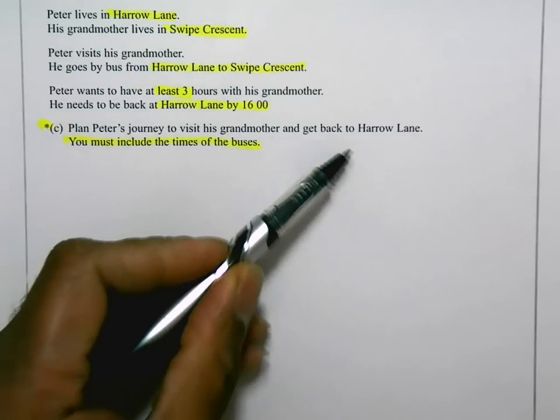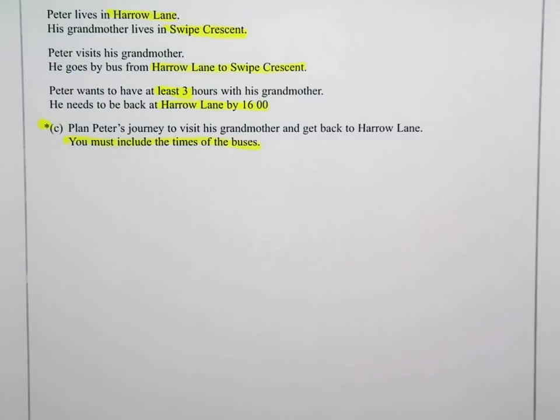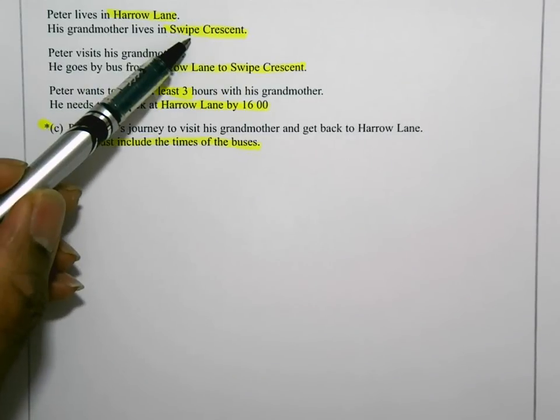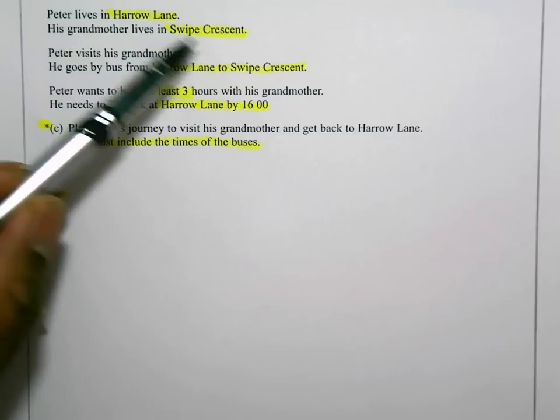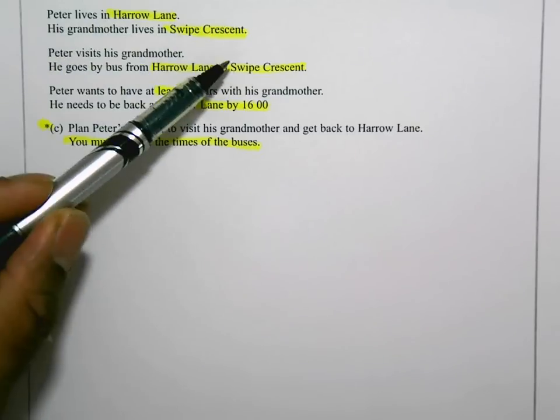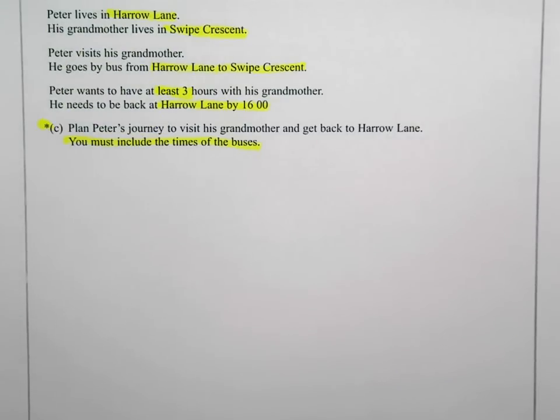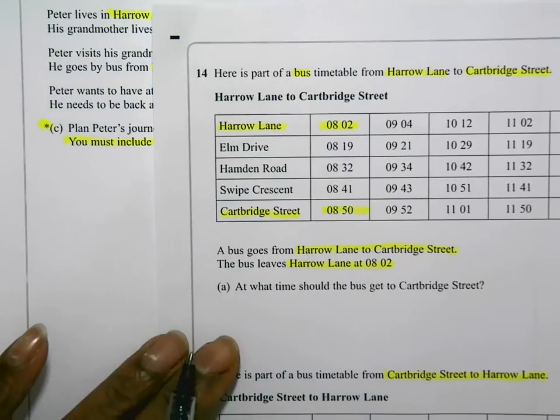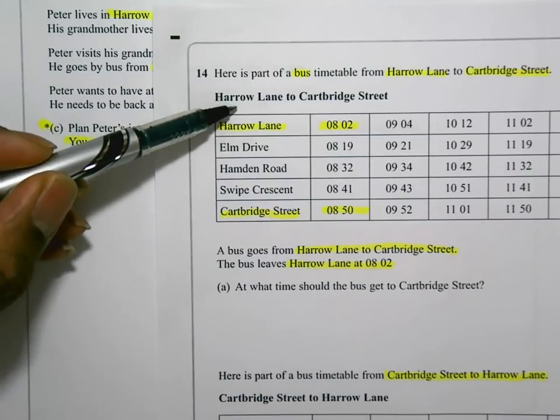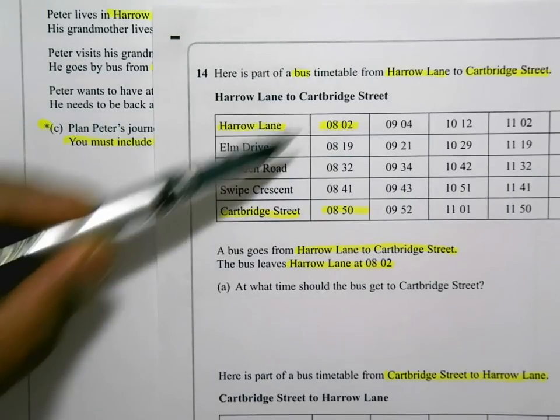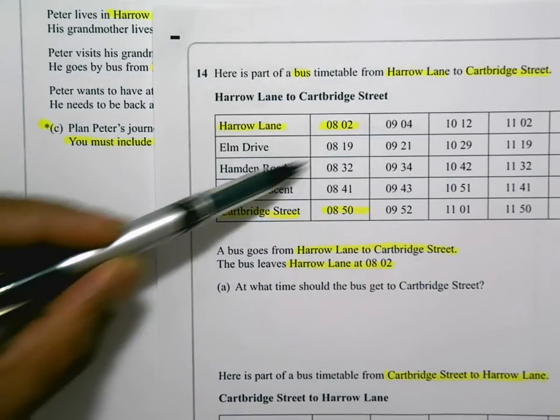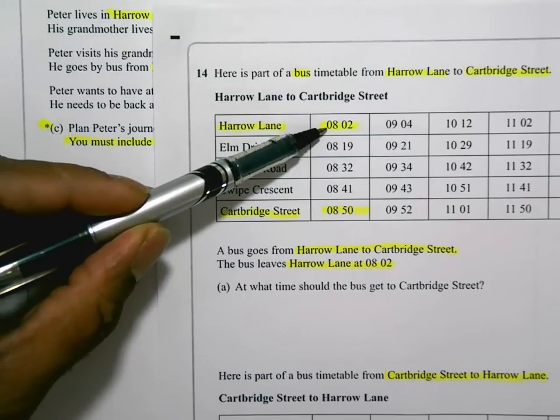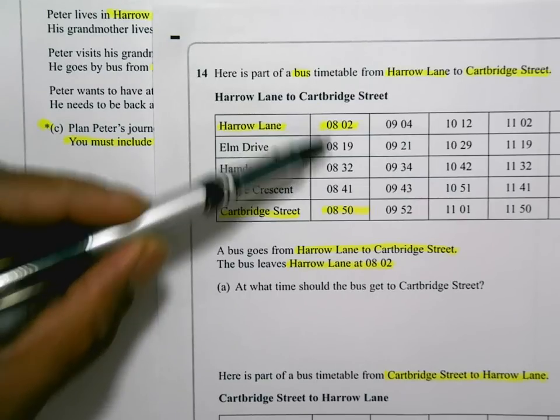Right, so what I want to do is work out when he should leave home, when he's going to arrive at Swipe Crescent, and then what time he should leave and which bus he leaves with, and what time he arrives, so the bus that brings him back. So if I look at the tables that they've provided, if he's going to leave in the morning from Harrow Lane and go to Swipe Crescent, where his grandmother lives, I'm going to say that he should leave as early as possible. He should leave at 8:02, and he's going to arrive at his grandmother's.